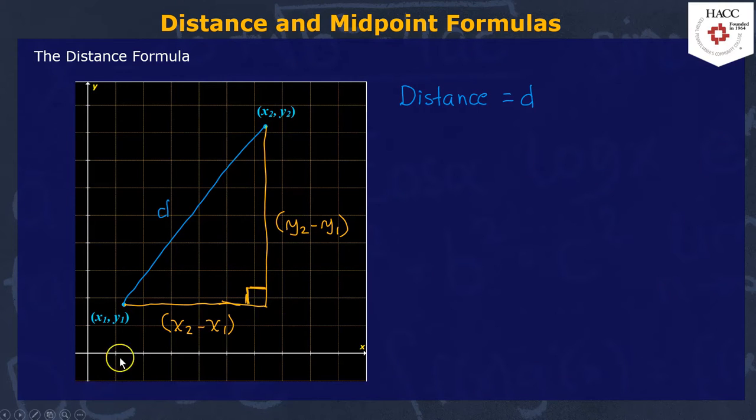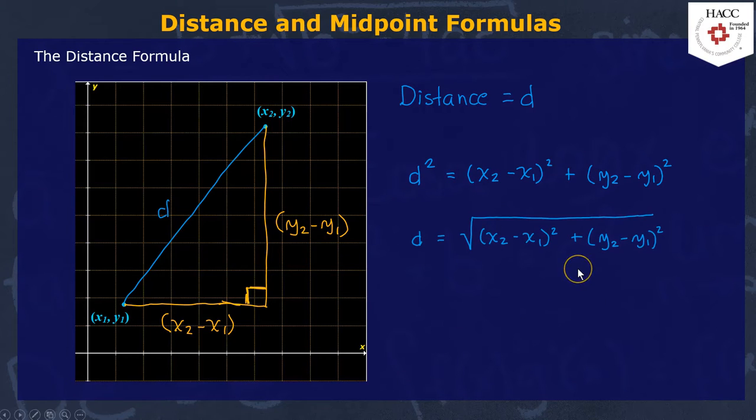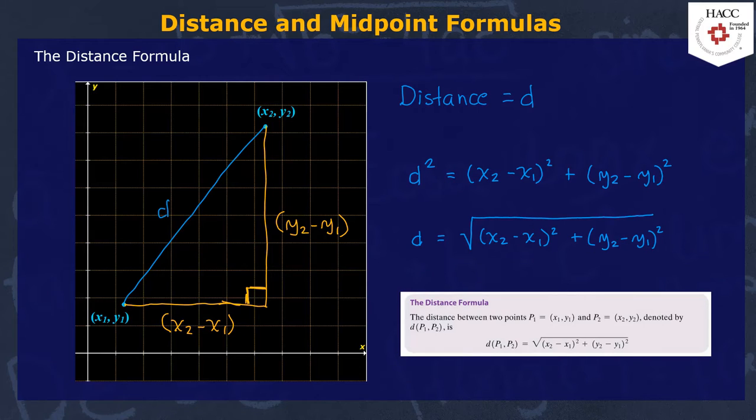So applying the Pythagorean theorem, d squared is going to equal (x2 minus x1) squared plus (y2 minus y1) squared. And when I square root both sides of this to solve for d, I would end up with this. And that's what the distance formula is. If I'm finding the distance between 2 points, I basically take the square root of the difference between the x-coordinates squared plus the difference between the y-coordinates squared.